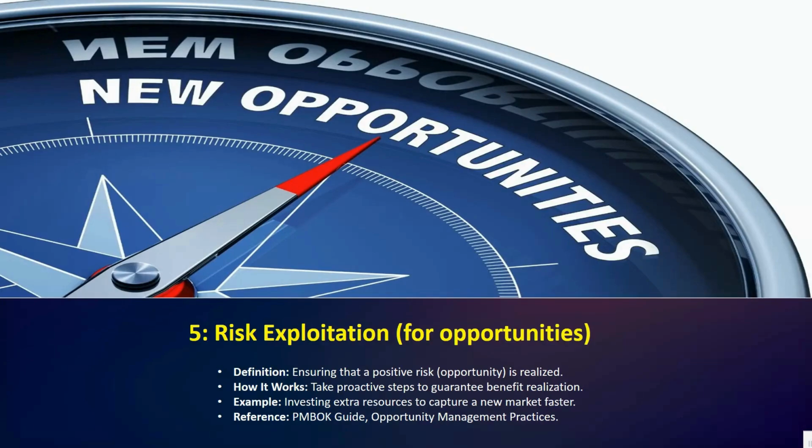Okay, so next we have number five, risk exploitation, and in brackets you can see for opportunities. So far we have focused on the threats, but what about the opportunities? Risk exploitation is the proactive strategy for ensuring that a positive risk is realized, and that you fully capture the potential benefits. Here you can see we have the definition: ensuring that a positive risk is realized. So how it works: take proactive steps to guarantee benefit realization.